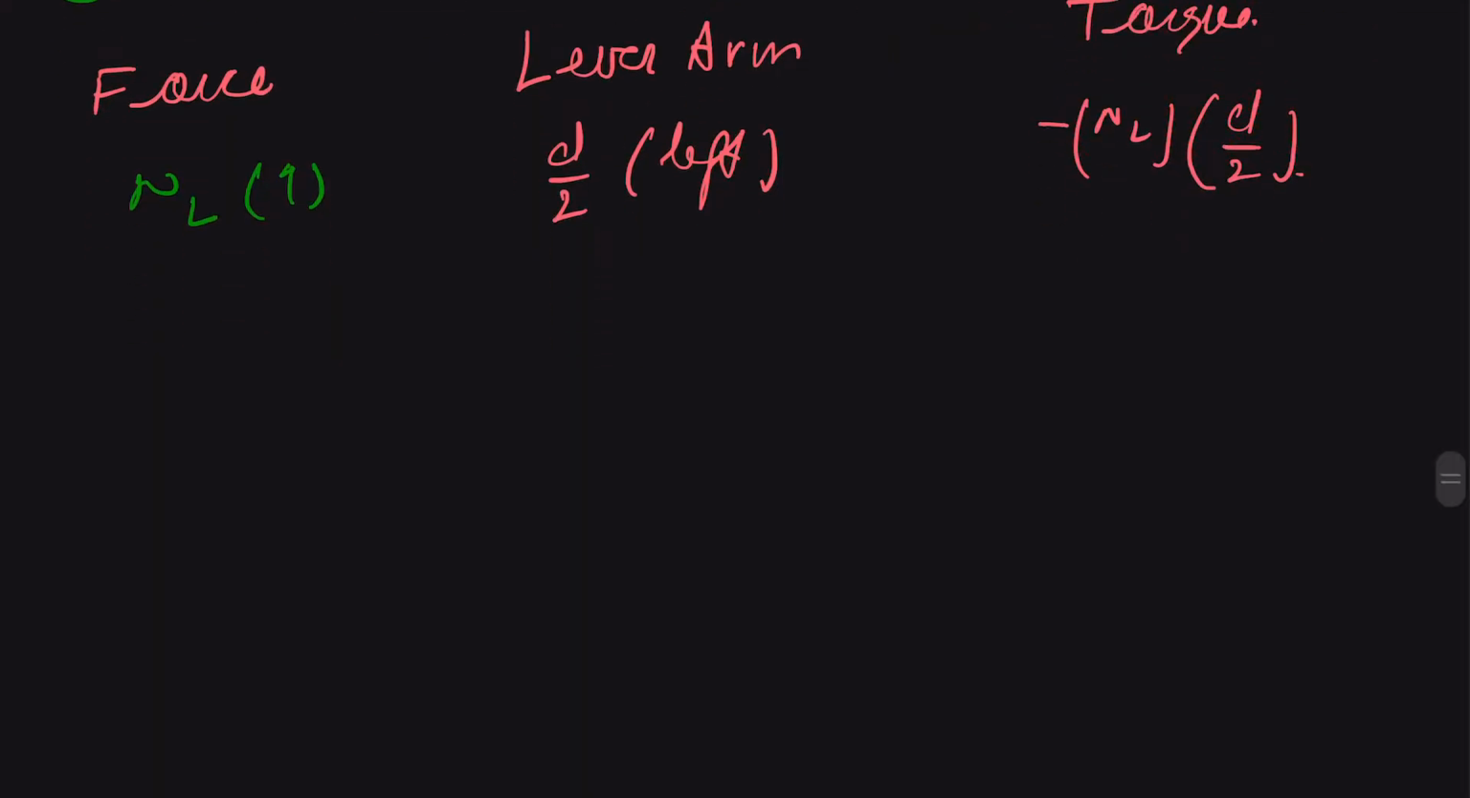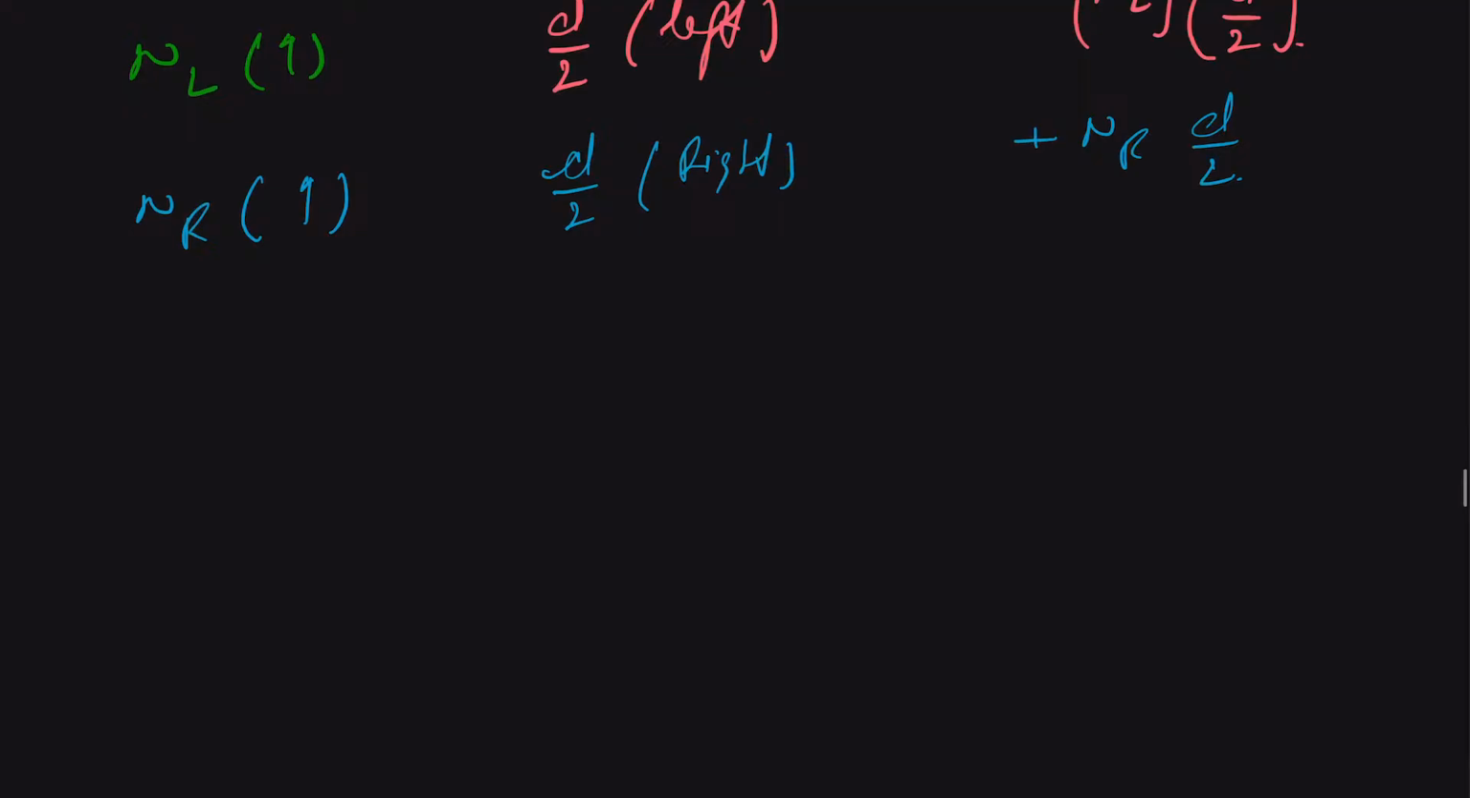And next we have our normal to the right, direction is also upward, distance is d by 2 and it is toward the right, and this will be plus NR d by 2. Then we have our mg, which is in the downward direction, and this is acting at the center of mass, so it will be 0.